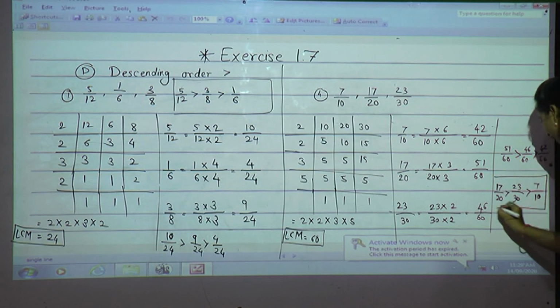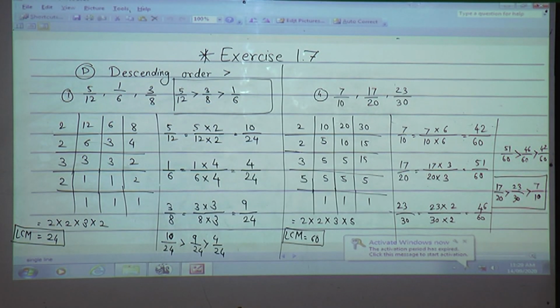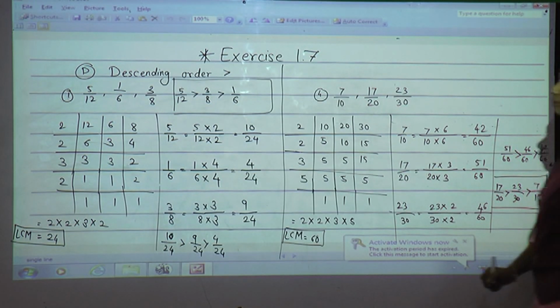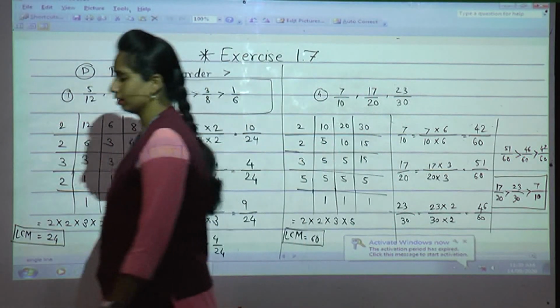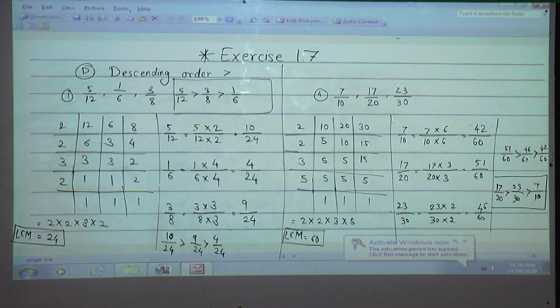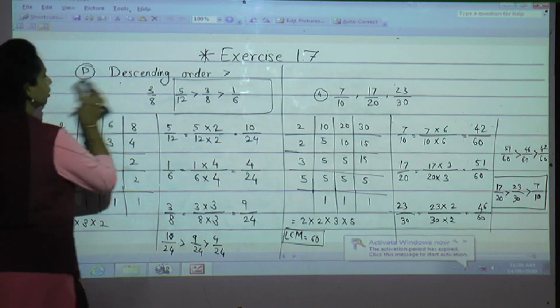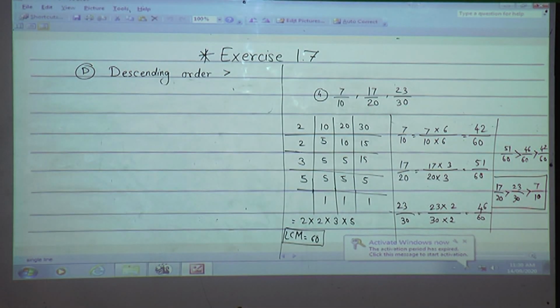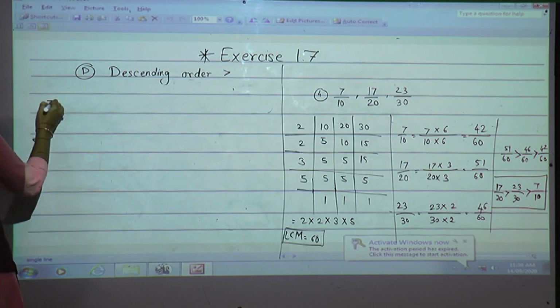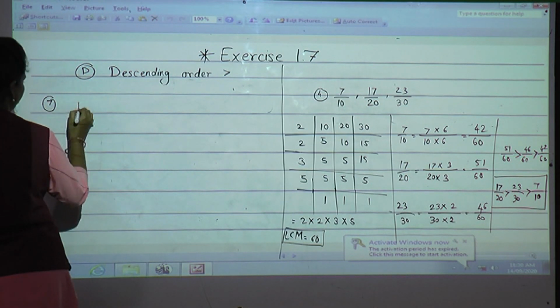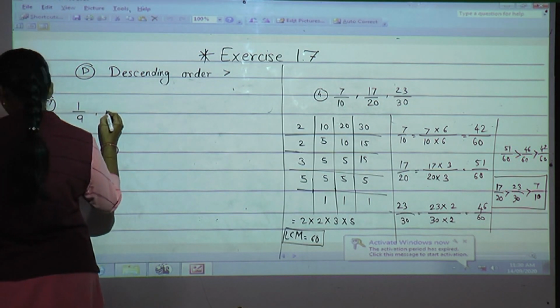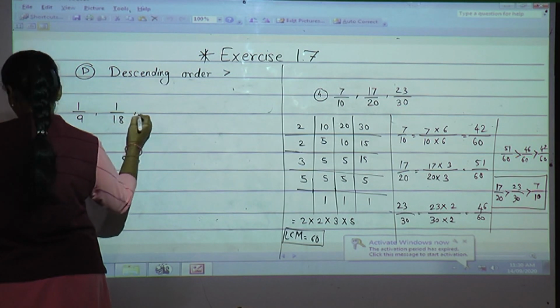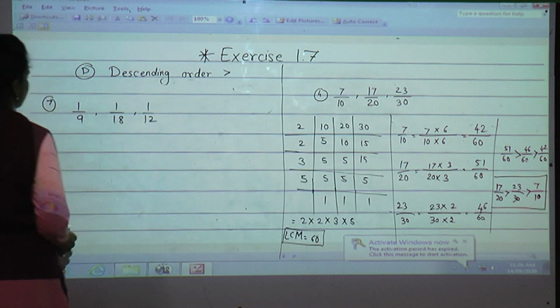So do the bracket. Understood? In this way you have to solve. Okay? Clear? Yes. One more last example I will solve for you. Now I will solve the seventh one. What is the seventh one? 1 upon 9, comma, 1 upon 18, comma, 1 upon 12.